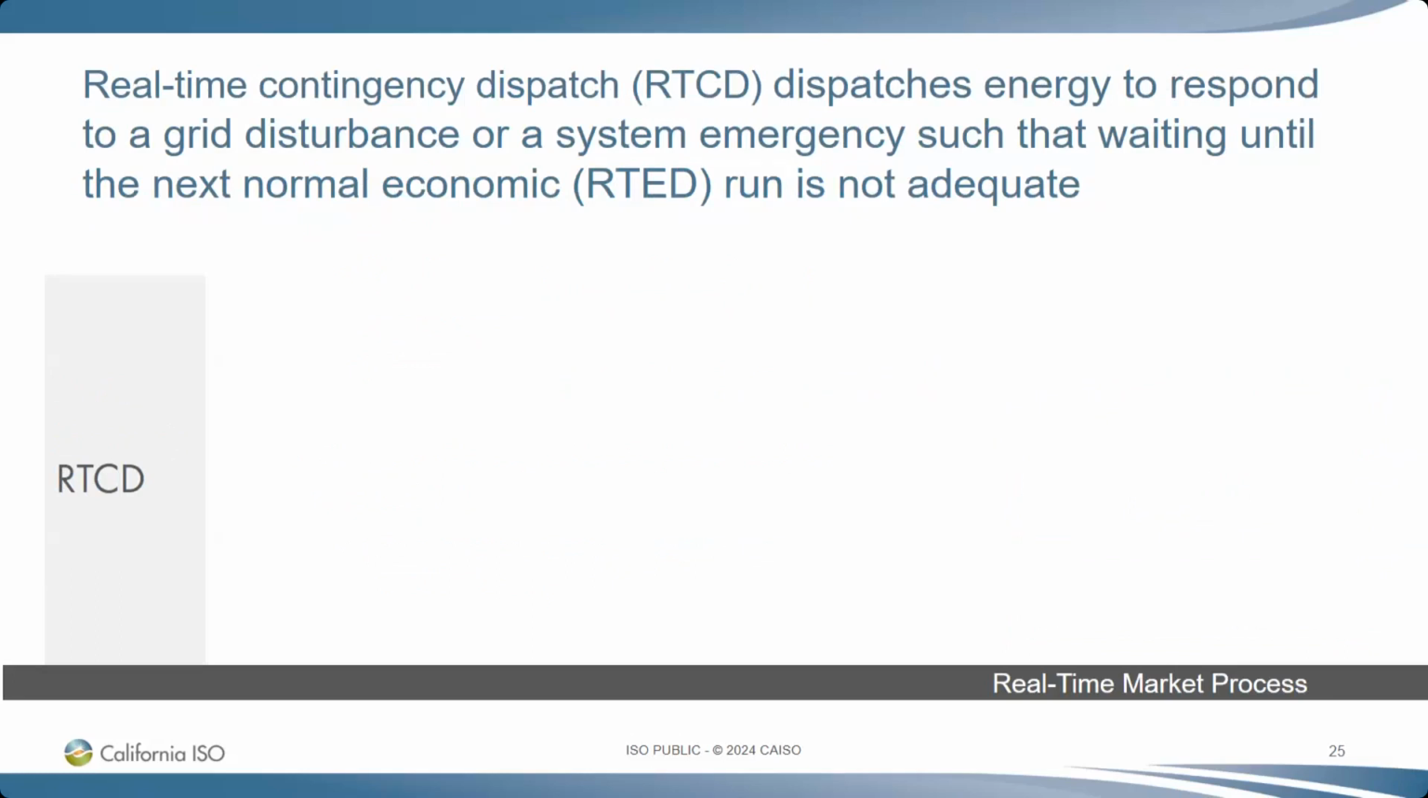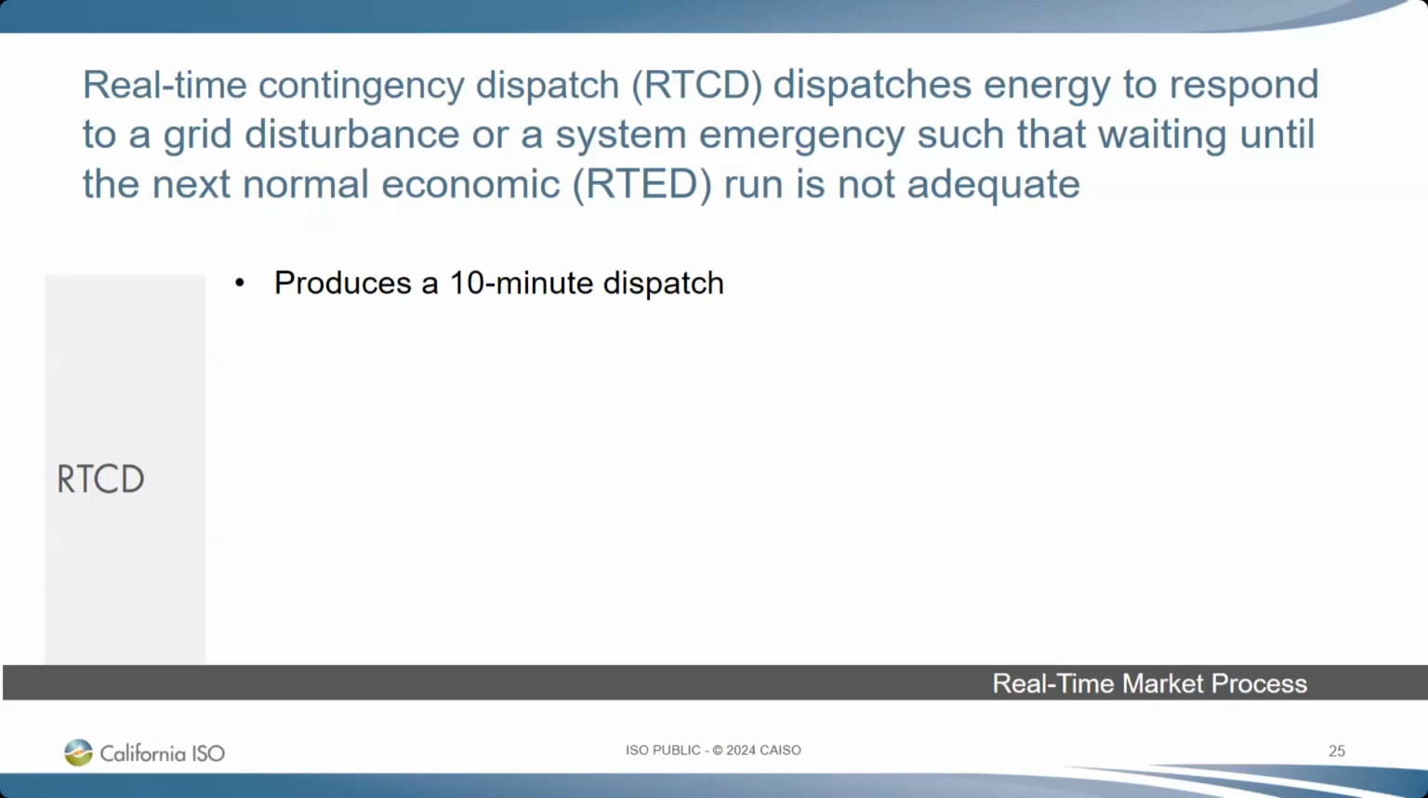But we mentioned those as needed, the real-time contingency dispatch. Those are energy that's sent to respond to grid disturbances or a system emergency. So it's run when there is a significant contingency event, that if we waited for that next 5-minute interval, that 5-minute optimization to happen, we wouldn't have time for that. So that's when this is run.